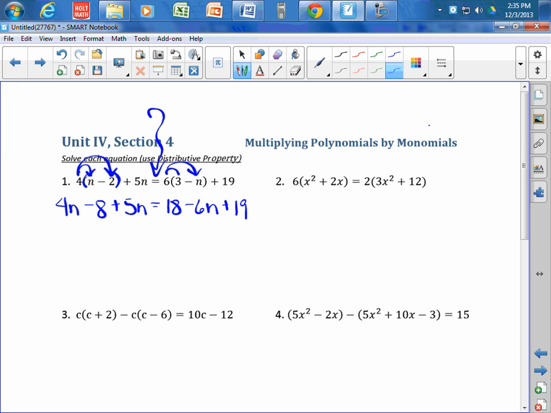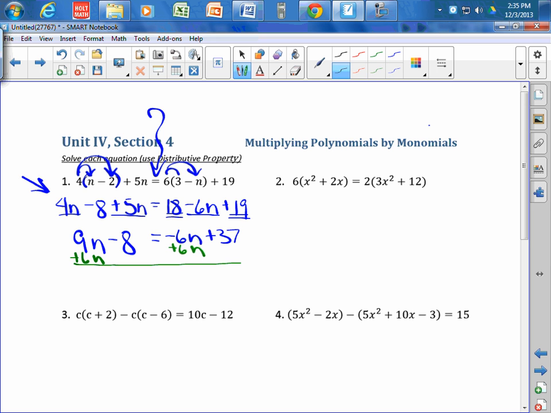At this point, write each side in standard form, meaning get all of your n's together on this side of the equal sign first. 4n plus 5n is 9n. Bring down the 9n minus 8. Bring down your equal sign. You have negative 6n, and then 18 plus 19 is positive 37. Get all of your n's on one side at this point. Add 6n to both sides.